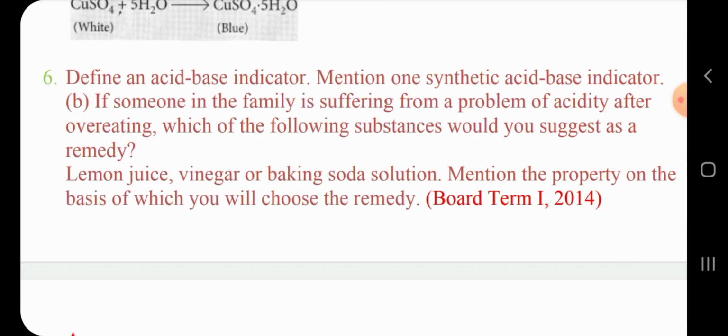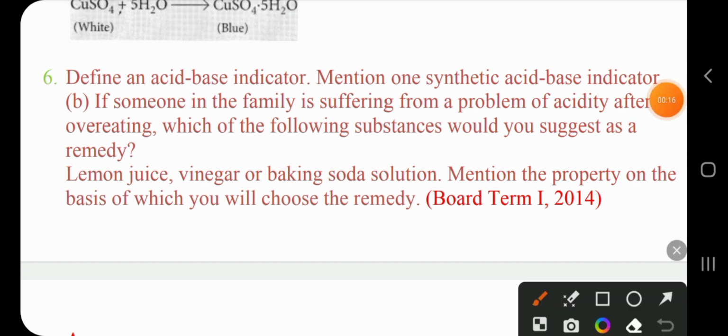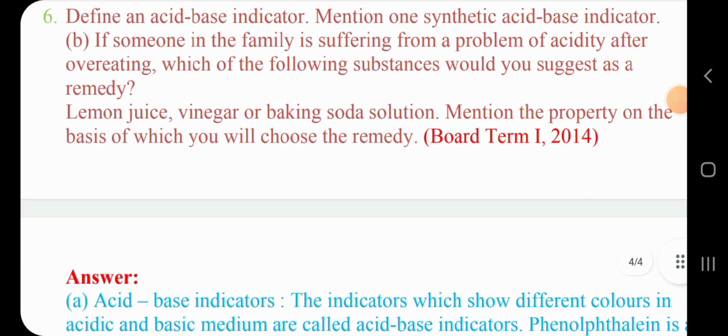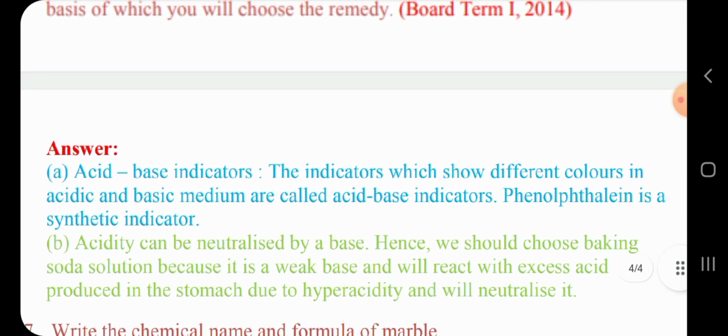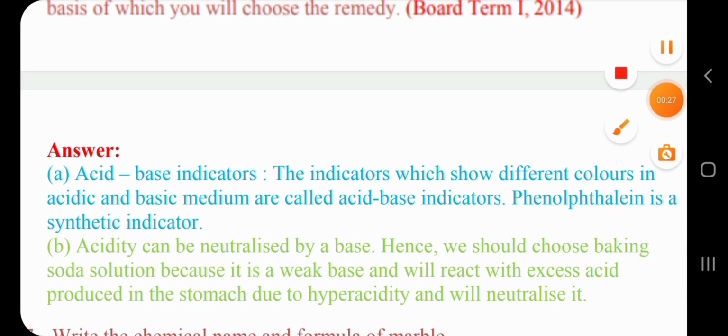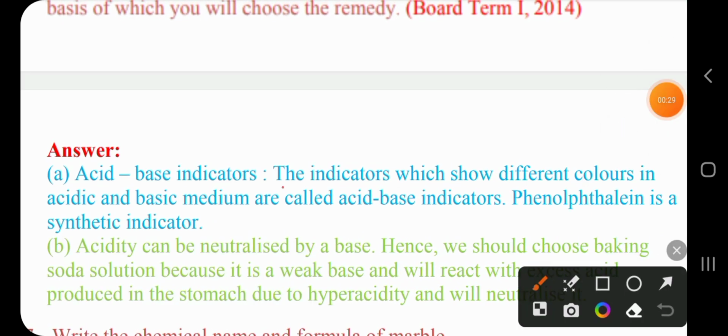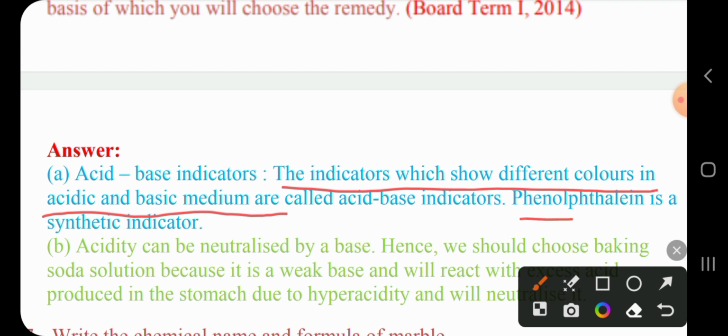Now children, let's come to question number 6. Define an acid-base indicator. Mention one synthetic acid-base indicator. Acid-base indicators are those natural or chemical compounds which change their color or odor in the presence of acid and base. The indicators which show different colors in the presence of acid and base are known as acid-base indicators. A synthetic indicator is phenolphthalein. Another synthetic indicator is methyl orange.